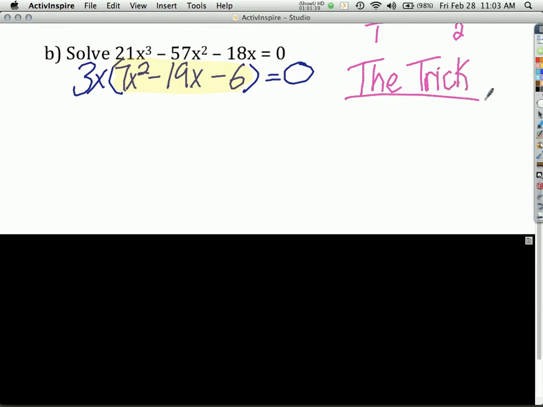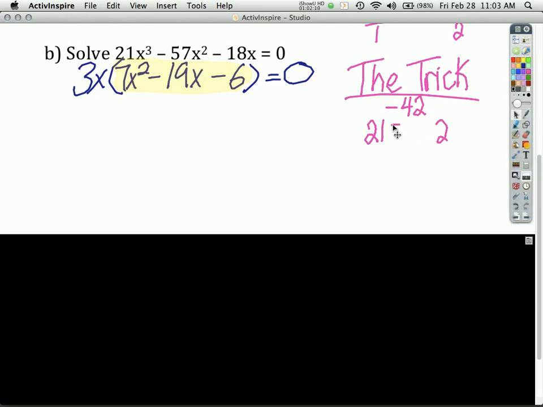A times C, get negative 42. 2 numbers that multiply to negative 42 and add to negative 19. What are the 2 numbers? I hope you're right, because I don't know what they are. Andrew? 21 times negative 2 equals negative 42, but that unfortunately equals positive 19. Okay, so if we take this negative and pop it over there, then it will work. Very good. What's the next step?